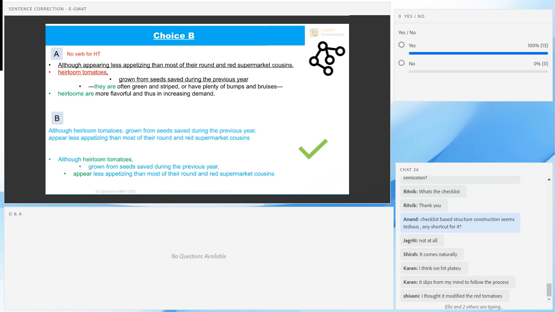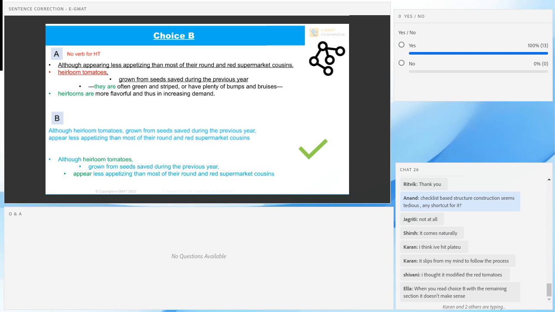Okay, hitting the plateau. And that happens with a lot of students. And that happens with us when we are building any skill. Okay, so let's come back to choice B. I thought it modified the red tomatoes. Well, where does it say that?